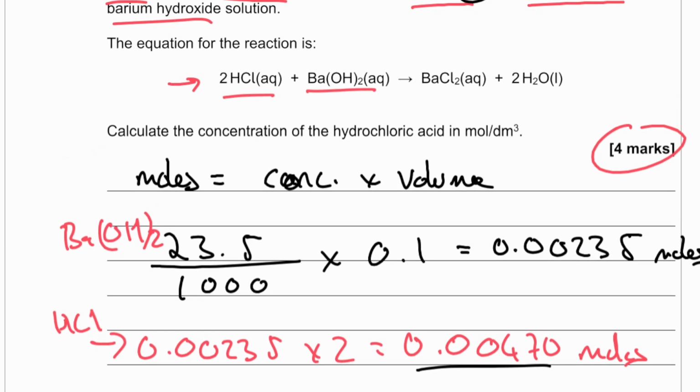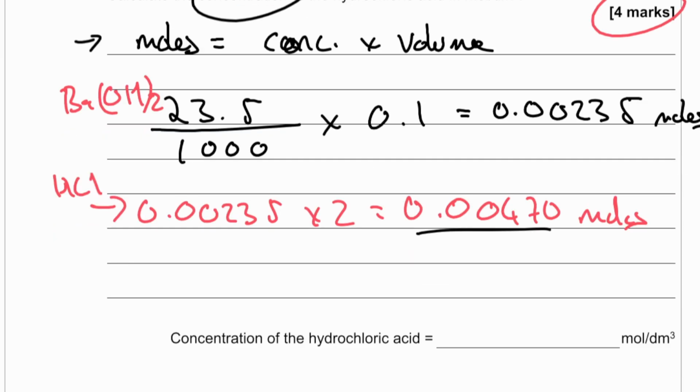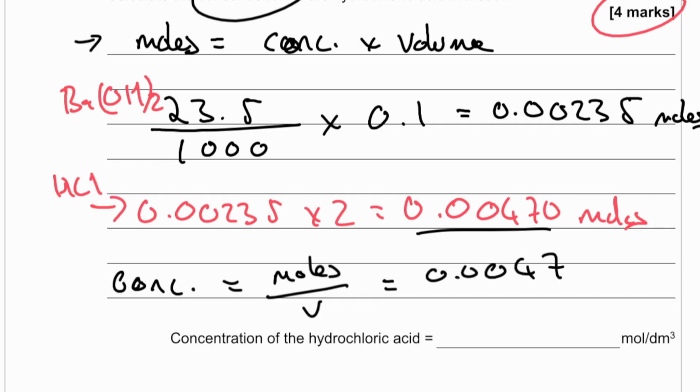We are asked to work out the concentration. So at the beginning of our question, we were given the volume, 25 centimeters cubed. And again, we're going to convert that to dm cubed and then use our equation that we started off with. So to get the concentration, you need to rearrange. So concentration will be equal to the moles divided by the volume. And the moles we know is 0.00470. And the volume was 25 centimeters cubed, converted to dm cubed. So 25 divided by 1000.